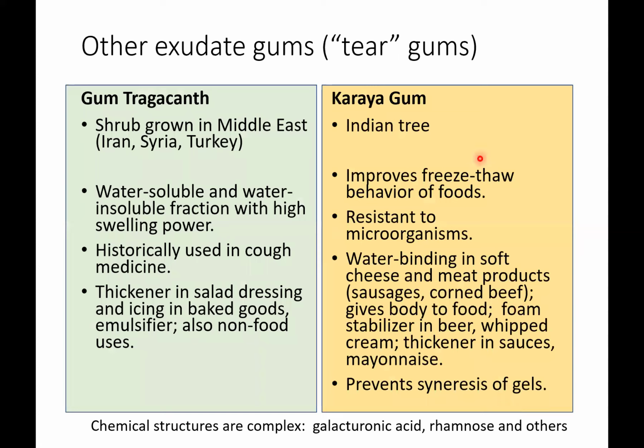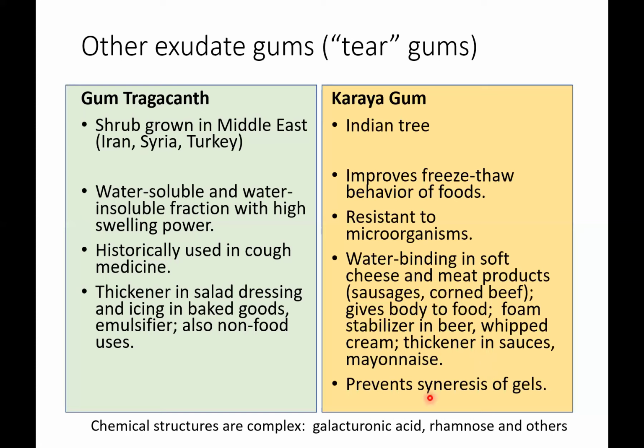Two other tear gums that are important, gum tragacanth and karaya gum, are obtained from shrubs, one from the Middle East, the other one from India. Water soluble and water insoluble with high swelling power in this case. Thickeners in salad dressings and icing on baked goods, water binding in soft cheeses, gives body to food. So you will find these on the ingredients list sometimes.